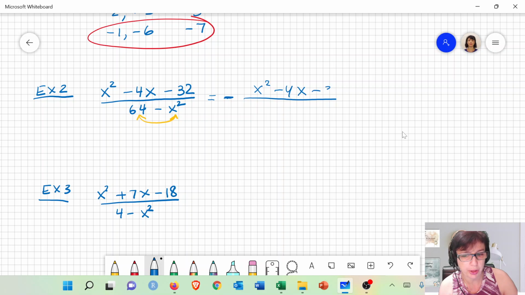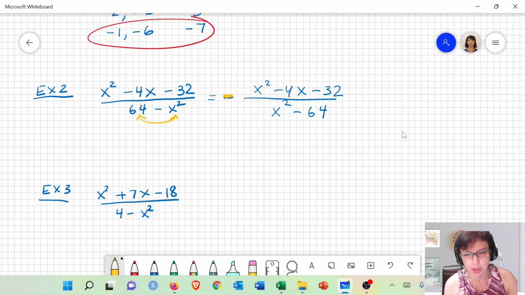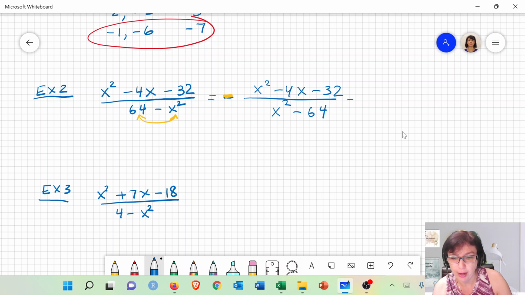So the top does not change. I didn't do anything. But the bottom, I changed the order, and I have to also pull that minus. So this minus right here, that's because I changed the order. Once you do that, you do the exact same thing as we did in the first example, except you just keep that minus. So don't forget that minus in the final answer. You have to have it, okay?